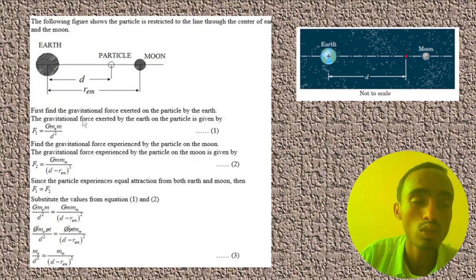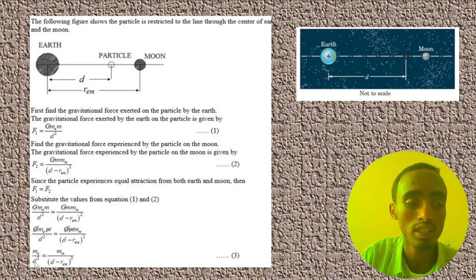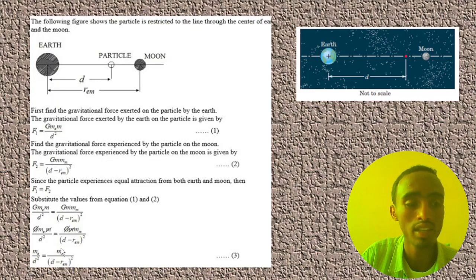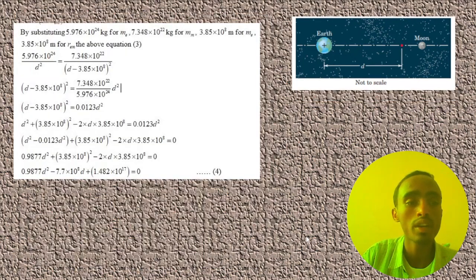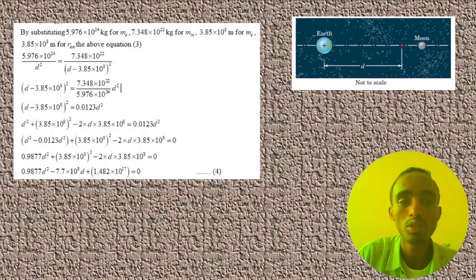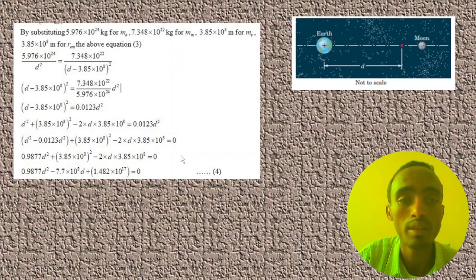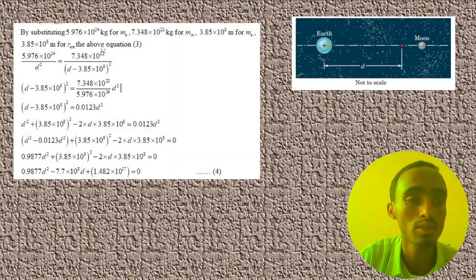Then the two forces are equal, as given, and we can equate them and cancel the like terms: G cancels G, and mass of particle cancels mass of particle. Here we are left with mass of Earth over d squared equals mass of Moon over (d minus r) squared. The mass of the Earth and the mass of the Moon are given. Mass of the Moon is 7.348 times 10 to the power of 22 kilograms, and the mass of Earth is this. Then we can substitute and simply calculate d.